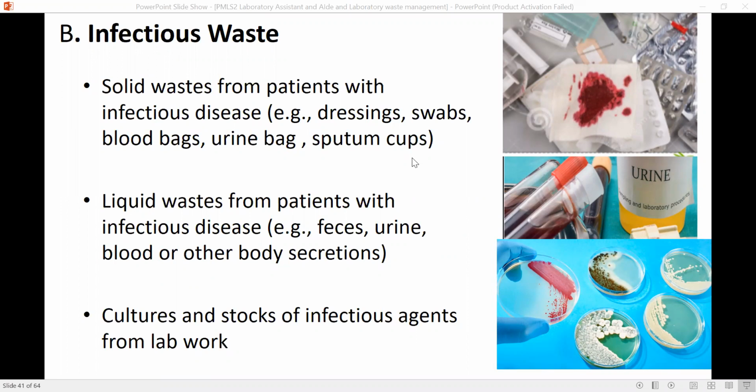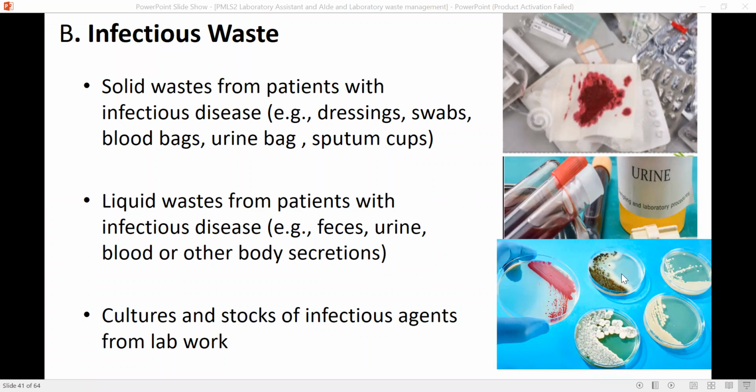That's considered as infectious waste. So yan, solid waste from patients, yan, mga dressings, yan, mga swabs, mga blood bags, urine bags, sputum cups, no? So these are considered yung mga solid wastes. Now yung liquid naman, syempre yung mga yan, mga secretions ng patients, no? Feces, urine, blood, mga amniotic fluid, synovial fluid, CSF, mga ganyan.